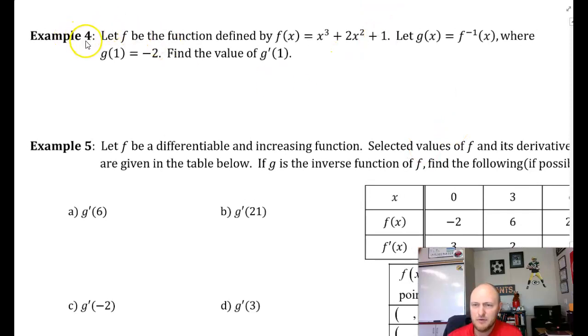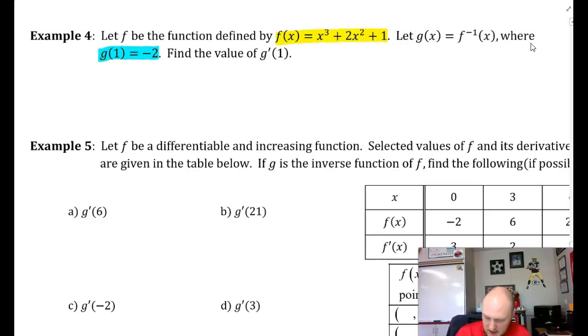All right, example 4. Let f be the function defined by f of x is equal to x cubed plus 2x squared plus 1. Let g be equal to f inverse, where g of 1 is equal to negative 2.